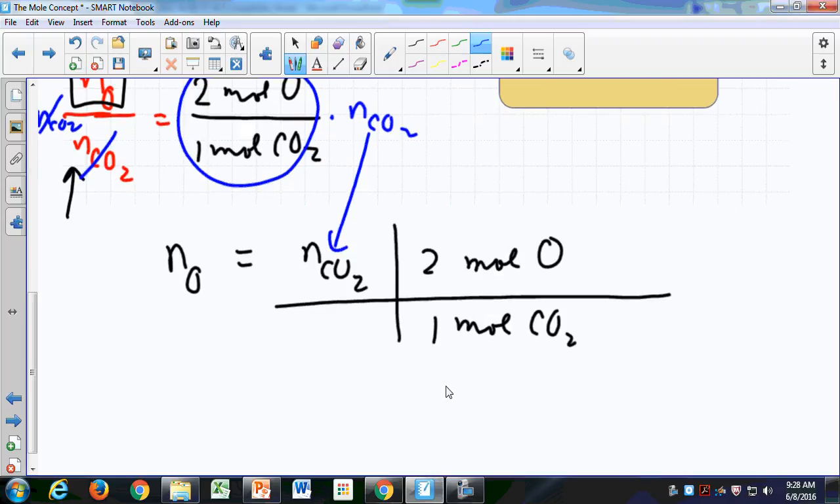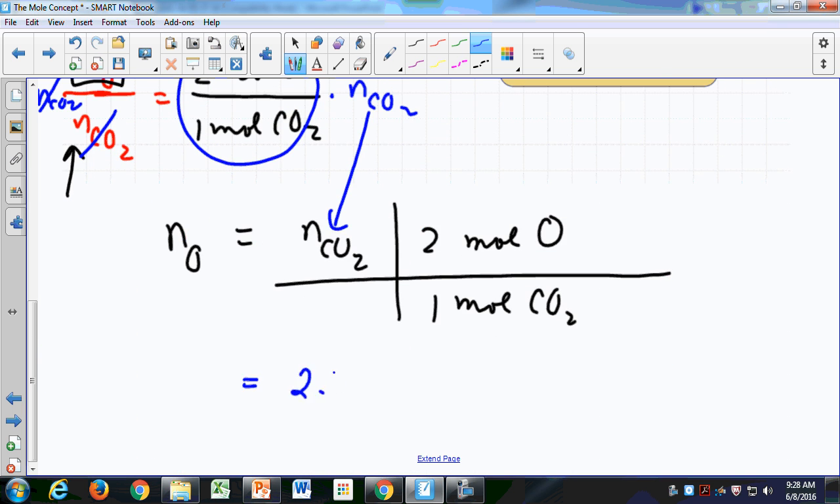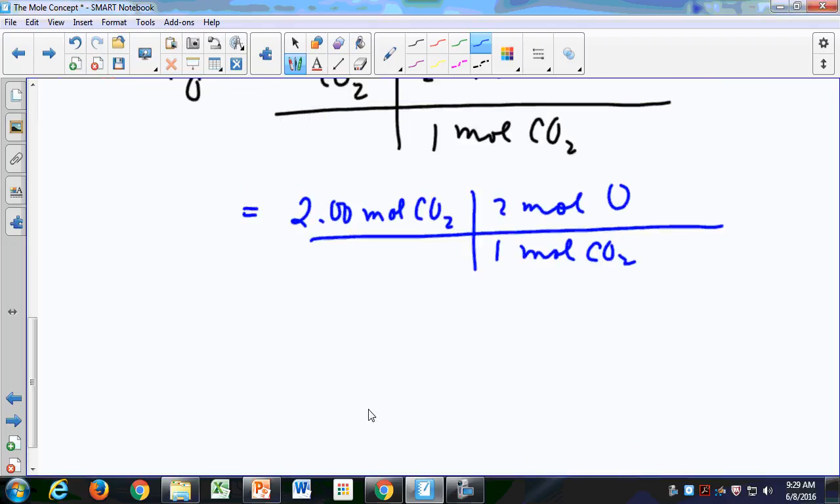So I can say then that I'm given how many moles of CO2? 2 moles of CO2. Say 2.00 moles of CO2 times 2 moles oxygen for 1 mole of CO2. And so what you have here, you can cancel moles of CO2, and that gives you 2.0 times 2, so that gives you 4.00 moles of oxygen.